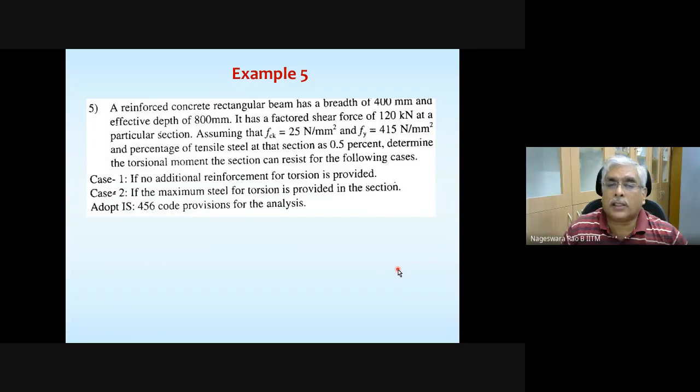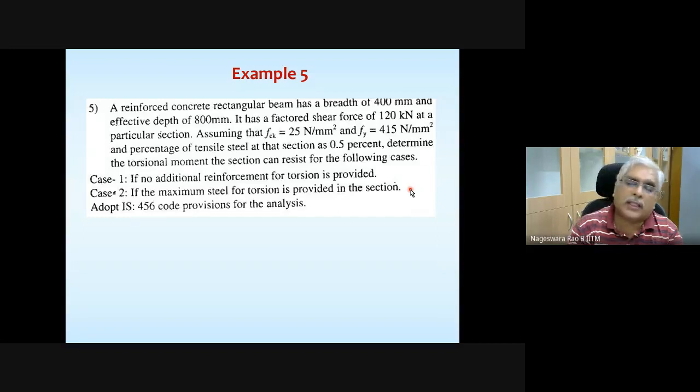And here it is asked, determine the torsional moment at the section. The torsional moment the section can resist for the following cases: if no additional reinforcement for torsion is provided, and if maximum steel for torsion is provided in the section. And how do we get the maximum shear stress that is allowed in a particular section? How do we get that? Based on table 20. Table 20 is giving you tau C max.